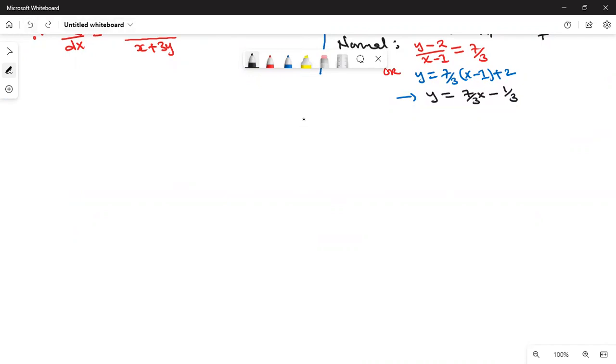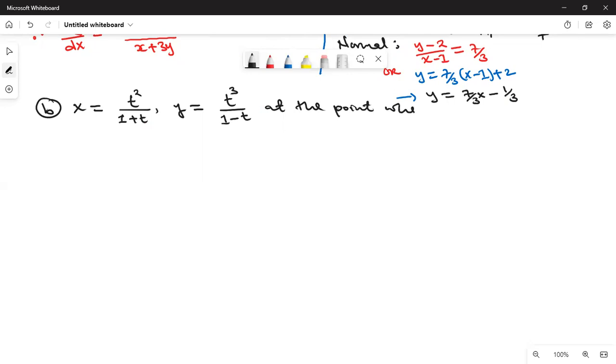So I want to look at another one, example 2, or part B. Part B, you are given that x is equal to t squared over 1 plus t, y is equal to t cubed over 1 minus t, at the point where t is equal to 2.